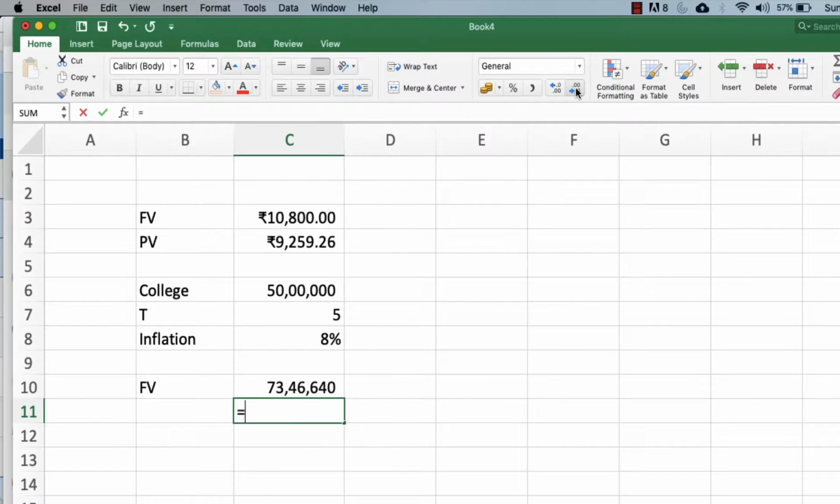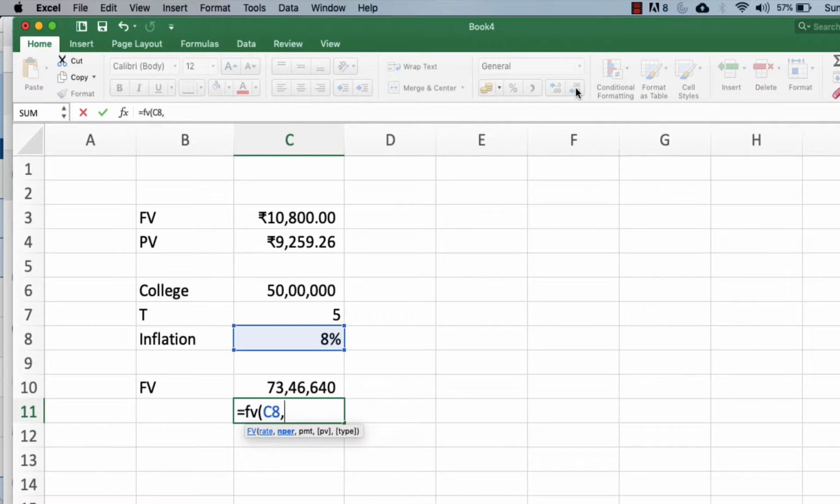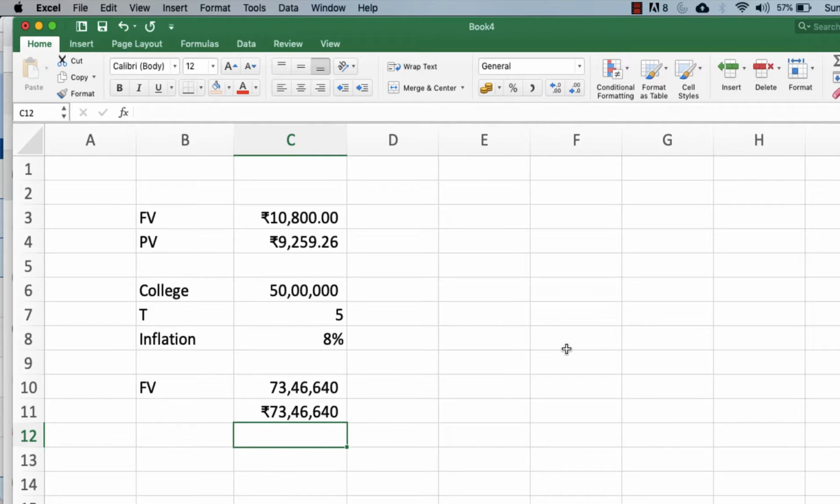Same can be calculated with the help of a formula that we discussed earlier, that is equal to FV, rate is 8%, NPER, the time period is 5, payment is 0 for now, present value is 50 lakhs. So as you can see, if you were saving with 50 lakh rupees in mind in 5 years, you would have fallen short to fund your financial goal. It is extremely important to understand the impact of inflation on the requirement of your finances.